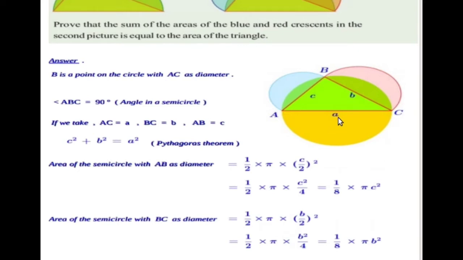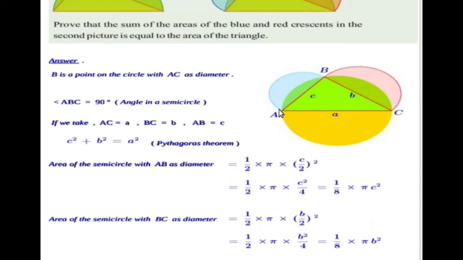Using the Pythagoras theorem, we have base square plus altitude square is equal to hypotenuse square. So c square plus b square is equal to a square, or a square is equal to b square plus c square. Now we are going to find the areas of the semicircles with AB as diameter, BC as diameter and AC as diameter. And what is the speciality of the areas of these three semicircles?